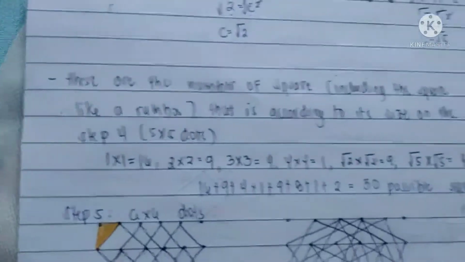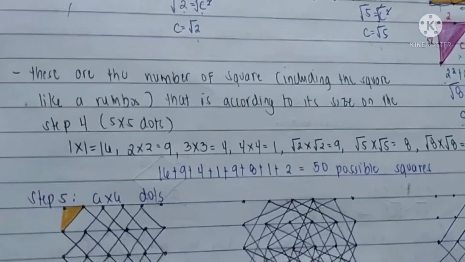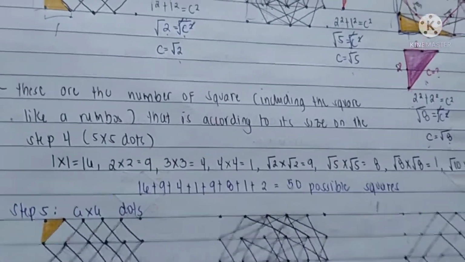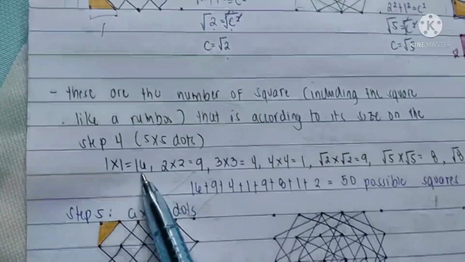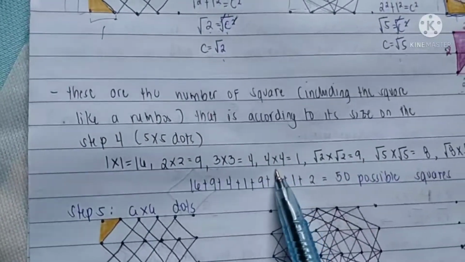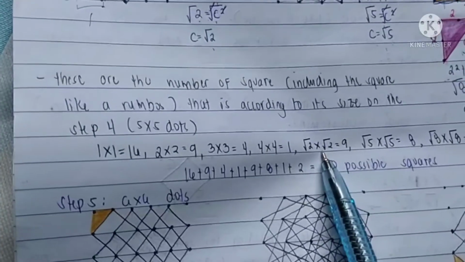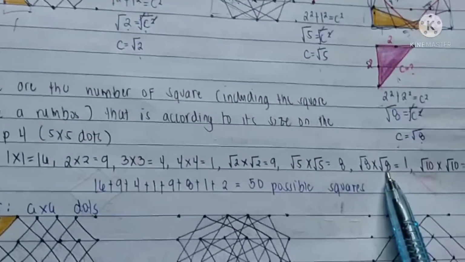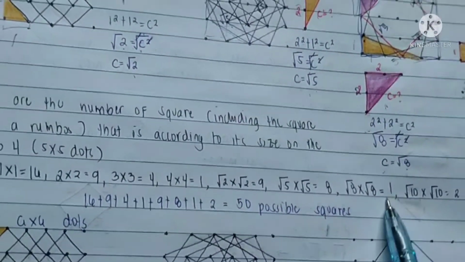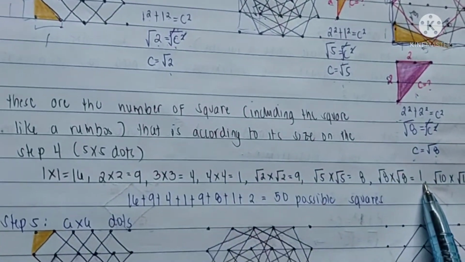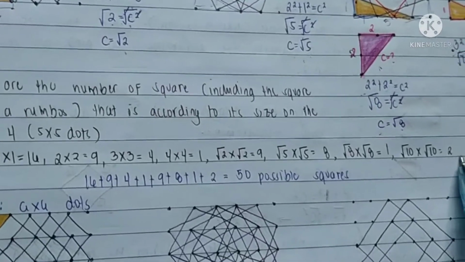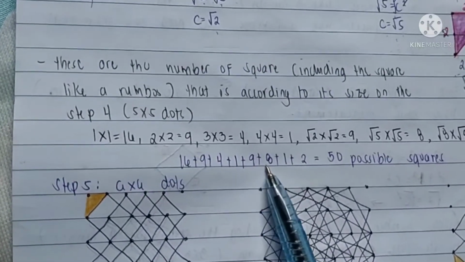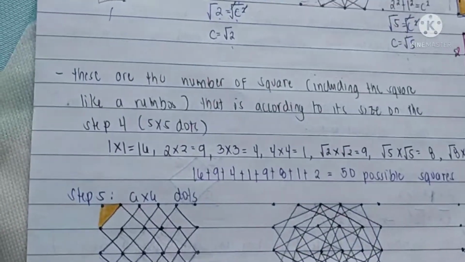So, these are now the numbers of squares, including this square like a rhombus, according to its size, of the step, or 5 by 5. So 1 by 1 is 16, 2 by 2 is 9, 3 by 3 is 4, 4 by 4 is 1, square root of 2 by square root of 2 is 9, square root of 5 by square root of 5 is 8, square root of 8 by square root of 8 is equal to 1, square root of 10 by square root of 10 is equal to 2. So, eto na yung possible. 16 plus 9 plus 4 plus 1 plus 9 plus 8 plus 1 plus 2 is equal to 50 possible squares.